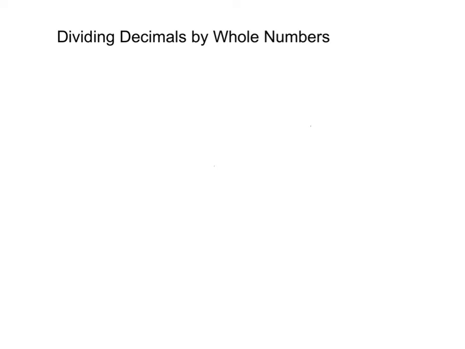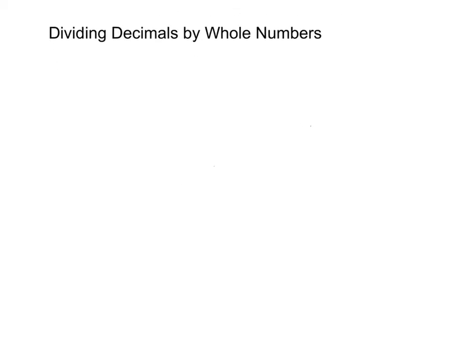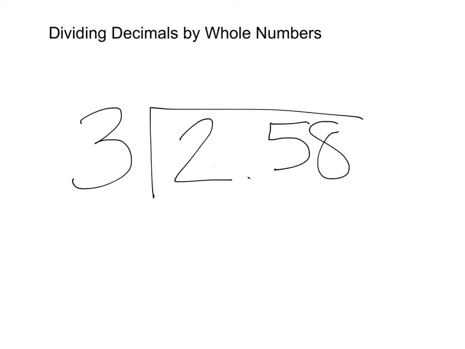So this week we are going to start learning how to divide decimals by whole numbers. That means our dividend will be a decimal and our divisor will be a whole number. So for example, if we have 2 and 58/100 divided by 3.